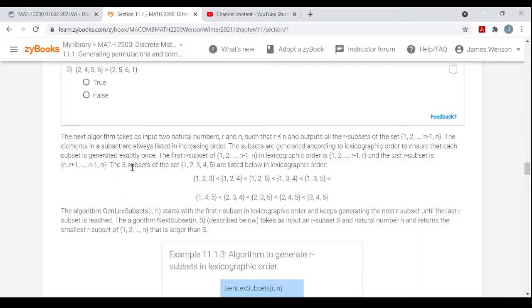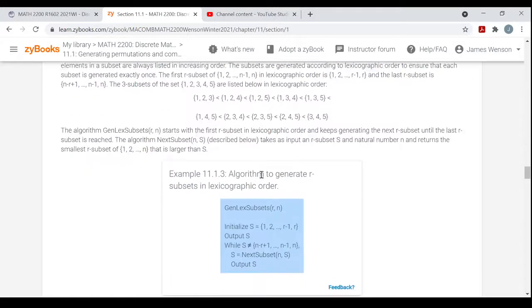Their example here are the 3 subsets of 1, 2, 3, 4, 5 listed in lexicographic order. You start with 1, 2, 3, then 1, 2, 4, then 1, 2, 5, then 1, 3, 4, 1, 3, 5, 1, 4, 5, 2, 3, 4, 2, 3, 5, 2, 4, 5, and finally 3, 4, 5. Here's all 10 3 subsets of the set of 5 listed in this lexicographic order. And what we're going to be asked to do is, when we're given one r subset, what would be the next one in this lexicographic order?